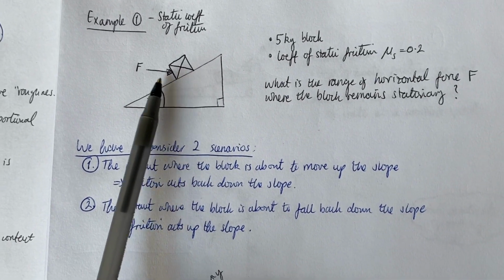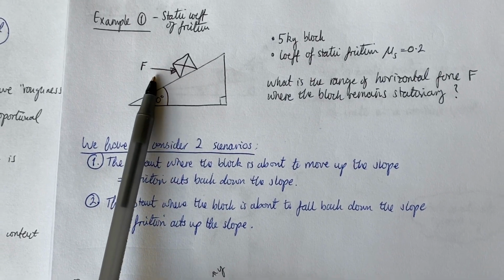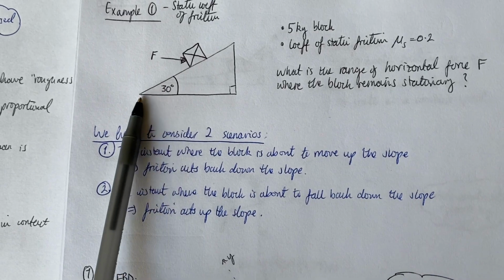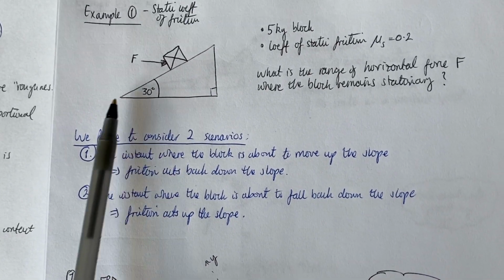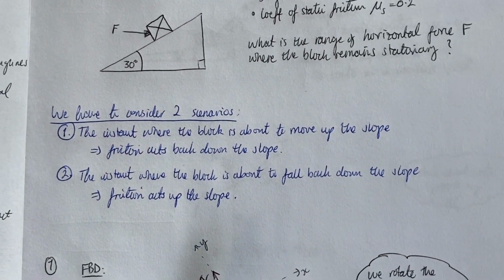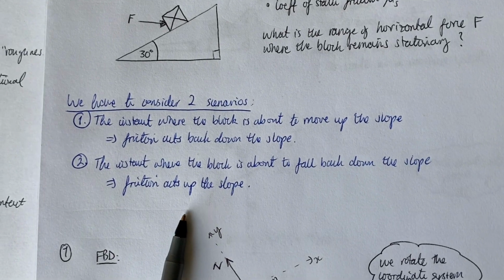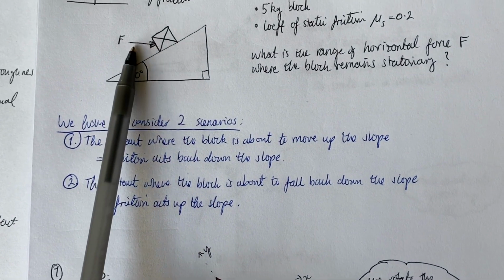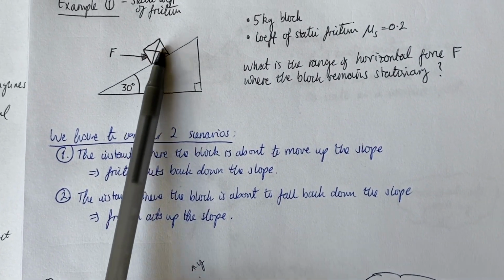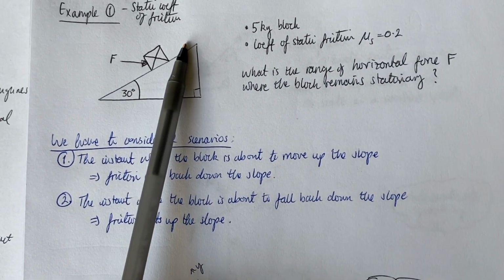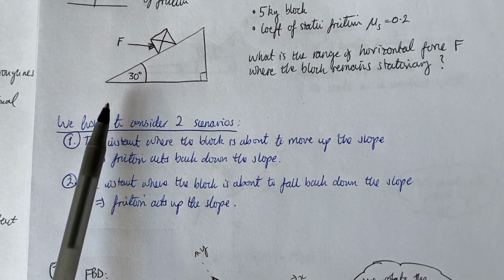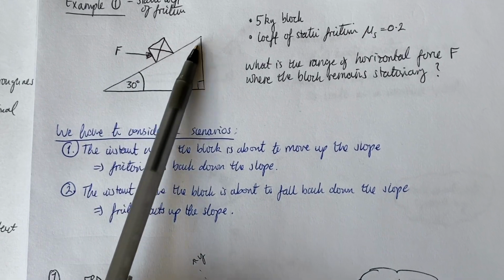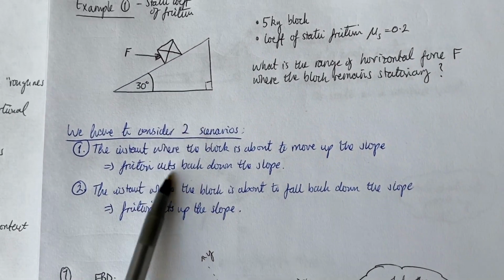The second scenario is that the force is almost becoming too small, in that the box is going to start to slide down the slope, right? So that's what I've summarized here in blue. So the first case is where the box is about to move up the slope, so F is becoming large enough so that it's going to start to push the box up the slope, and in that case the friction is acting back down the slope, right, because it's opposing F.